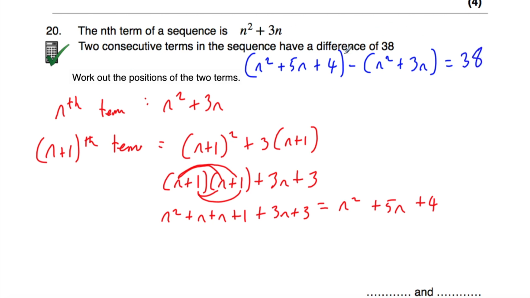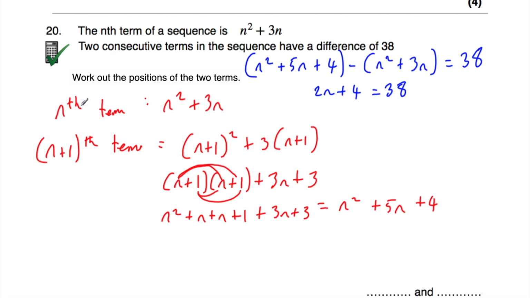So we've got n squared, take away n squared, they're going to cancel out, that's going to be 0. We've got 5n, take away 3n, so it's going to be 2n. And then finally, we've got 4, and there's no number to take away here, so it's just going to be 2n plus 4. And on the right hand side, that's equal to 38.